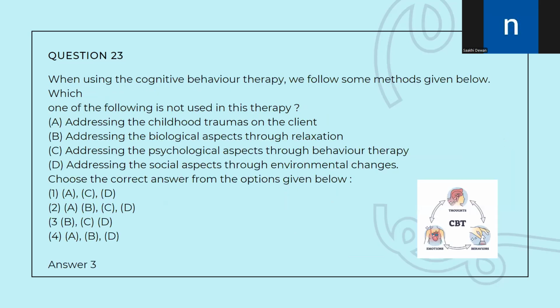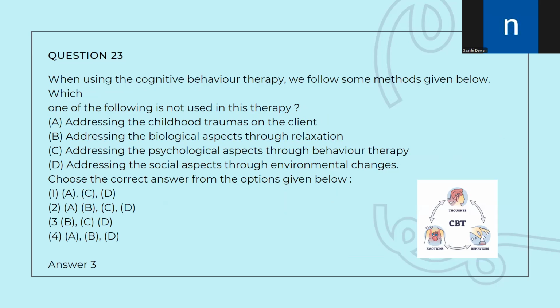Let us move to the next question, question number 23. When using the cognitive behavior therapy, we follow some methods given below. Which one of the following is not used in this therapy? Addressing the childhood traumas of the client, addressing the biological aspects through relaxation, addressing the psychological aspects through behavior therapy, and addressing the social aspects through environmental changes.